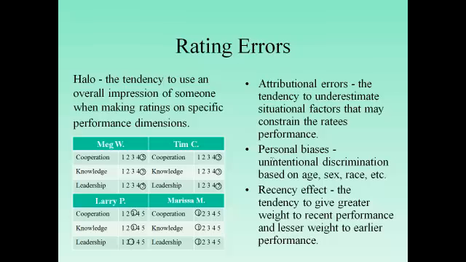There are some additional errors that people make. For instance, attributional errors. This is a tendency for us to underestimate situational factors that may impact ratees' performance. The classic example is the fundamental attribution error. That is where we don't take into consideration the situation. We attribute a person's behavior only to their internal states.